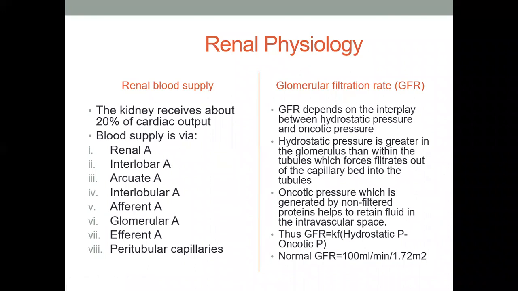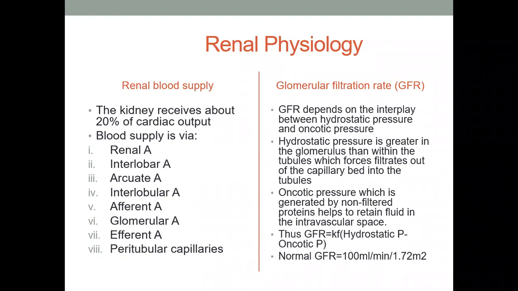Sometimes we'll come across, more often, what we know as the glomerular filtration rate. And there's actually an interplay between hydrostatic pressure and the oncotic pressure within the kidneys. Hydrostatic pressure is greater in the glomerulus than within the tubules, and the hydrostatic pressure forces filtrates out of the capillary bed into the tubules. Oncotic pressure, on the other hand, is generated by the non-filtered proteins and helps to retain fluid in the intravascular space.